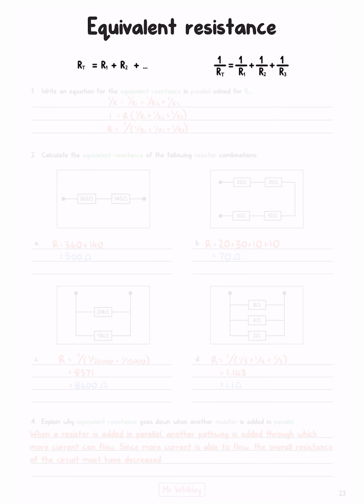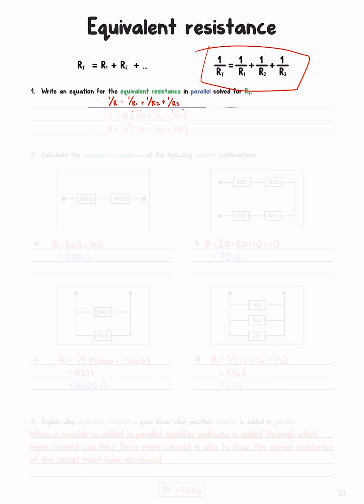Equivalent resistance. Question 1. Write an equation for the equivalent resistance in parallel, solved for RT. This is our equation for the resistance in parallel. To solve this for our total resistance R, we can first multiply both sides by R, and then divide both sides by the brackets and swap the sides around.